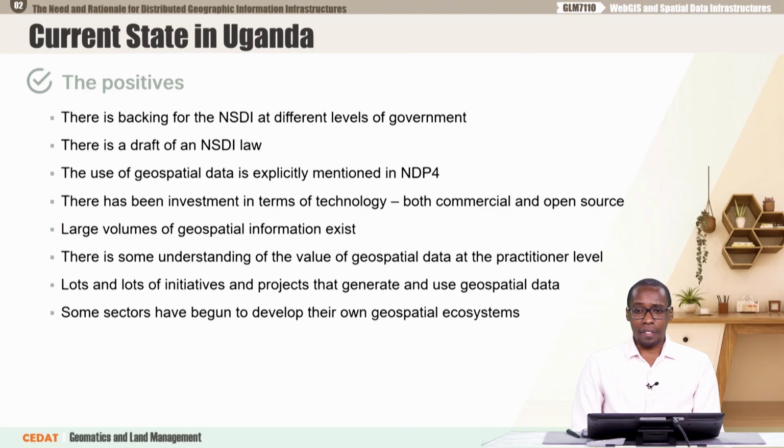In other sectors, for example, the environment, we have also aspects to do with collection of data as well as ecosystem service valuation. So in other words, we have a lot of use cases that have been explicitly stated within the NDP 4.